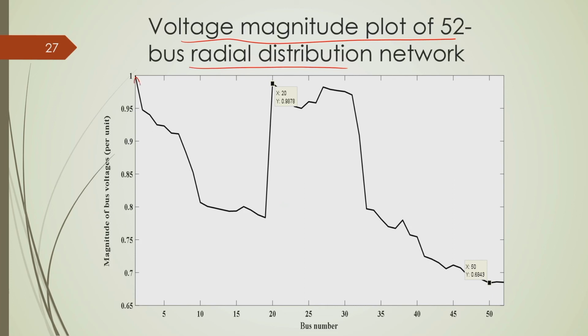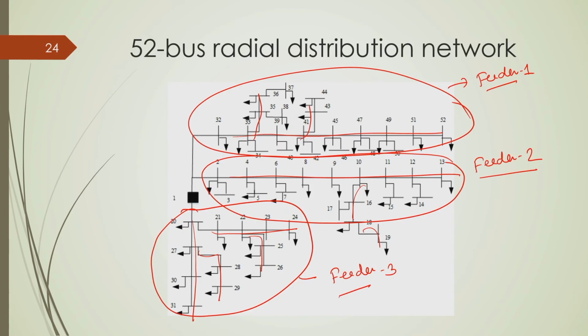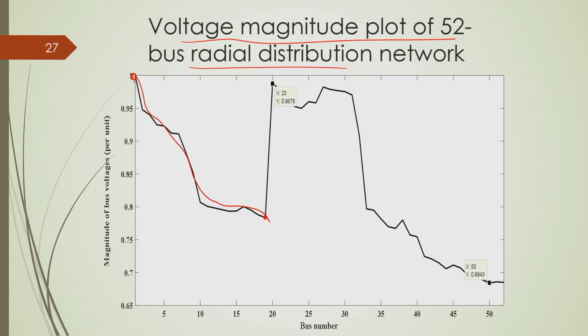Here again you can see the dip in the voltage starting from the substation to some node value here at node number 19, because node number 19 is the farthest bus from the substation. Then after 19 another feeder starts. So, again the voltage increases to the substation voltage and so on. So, this is how this 52 node system works.